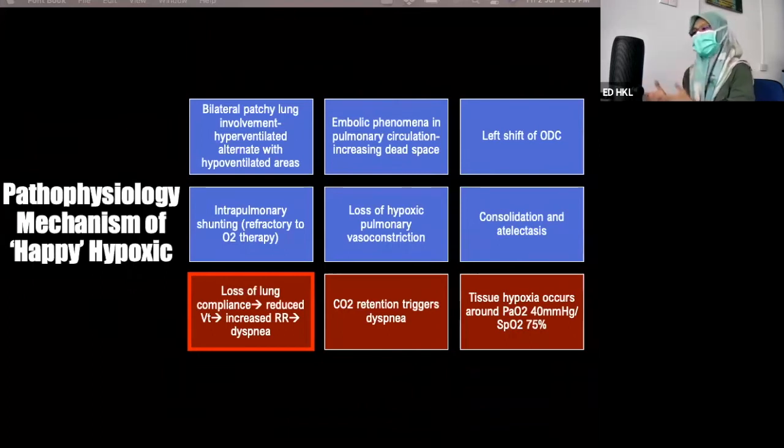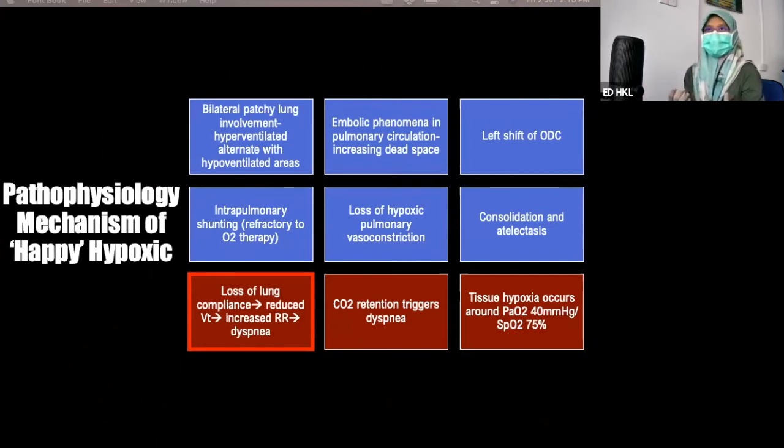Next step, there will be loss of hypoxic pulmonary vasoconstriction and worsened consolidation and atelectasis. At this moment, with this pathophysiology, the lung compliance is still normal. So the tidal volume generated by the patient is still adequate. Therefore, to achieve the minute volume, the patient does not have to hyperventilate. So even though the patient is hypoxic, they deny being breathless.